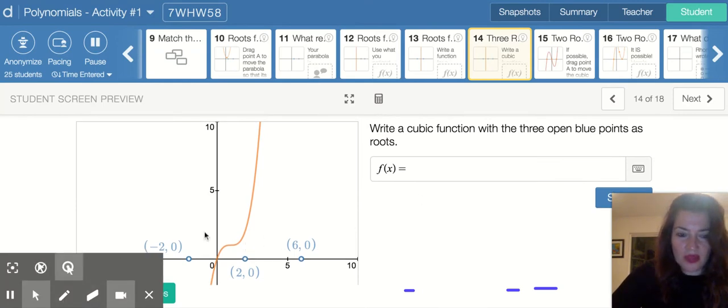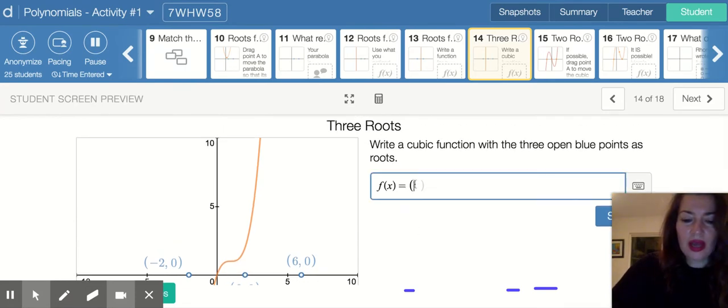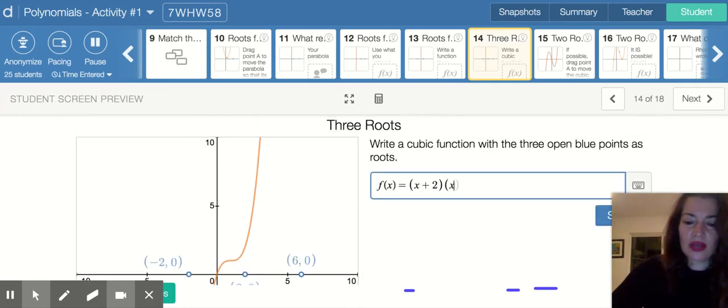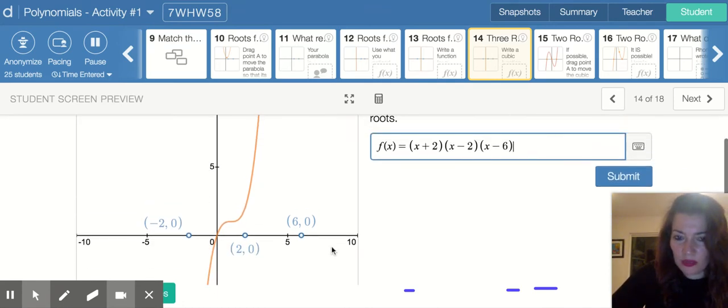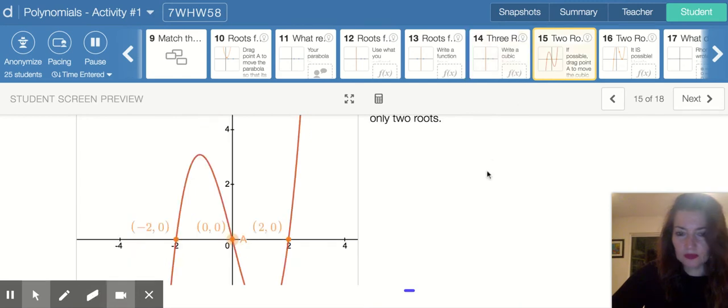So if I have an intercept at -2, that means I have a factor of x plus 2. If I have an intercept at x equals 2, that means I have a factor of x minus 2. And if I have an x-intercept at x equals 6, that means we have a factor of x minus 6. So let's go ahead and submit those three intercepts and see what happens to our graph. So we can see that the graph is going through all those x-intercepts.